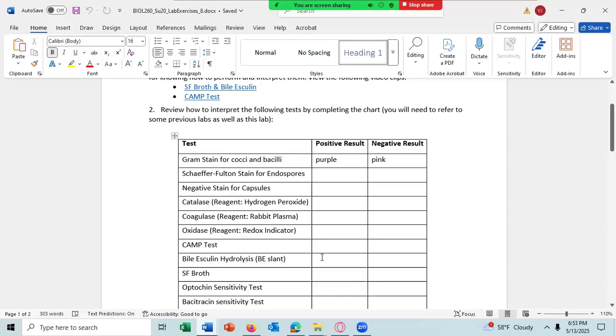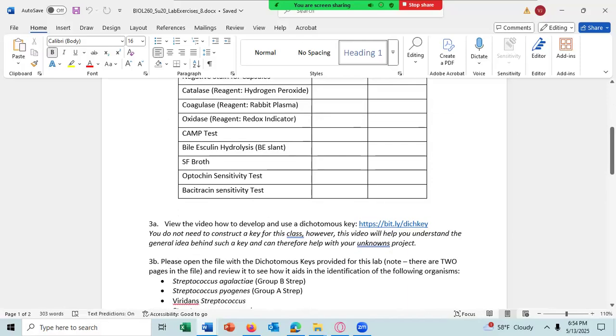Tell me what the positive result is for the bile esculin test and the negative result. Give me the positive result for the SF broth test and the negative result. Give me the positive result for the optochin sensitivity test and the negative result. Give me the positive result for the bacitracin sensitivity test. And remember with this one, you do need to state a size for both the positive result and the negative result, meaning the size of the zone of inhibition for positive has to be greater than a certain size or less than a certain size for the negative result.